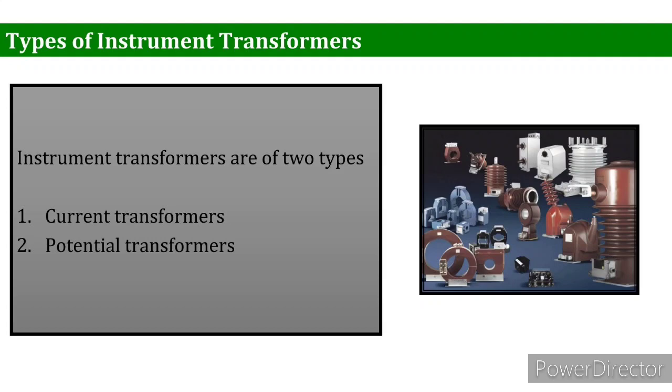CTs and PTs are used in primary metering configuration. Most meters cannot withstand high voltages and currents, so the configuration is used to bring the voltage and current down to a level the meter can read.